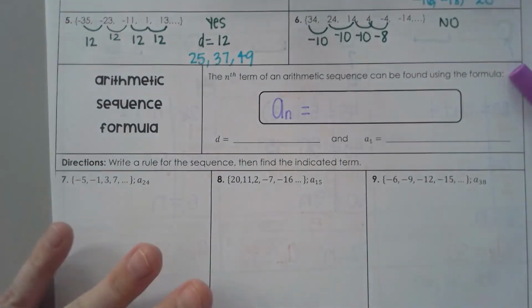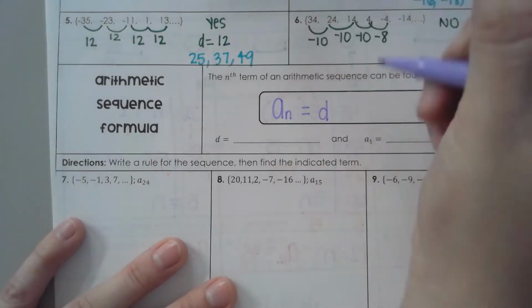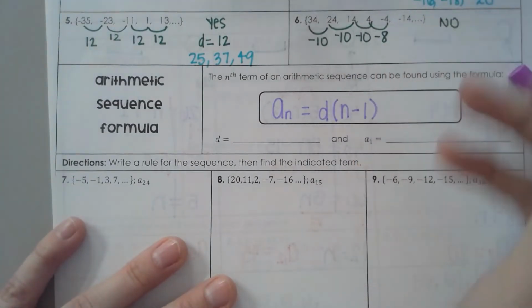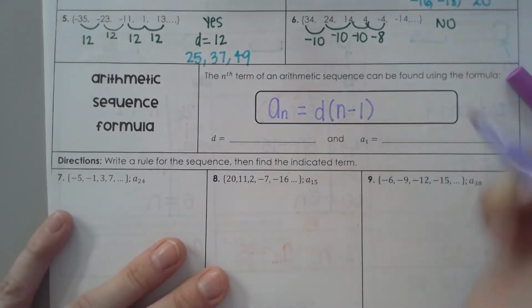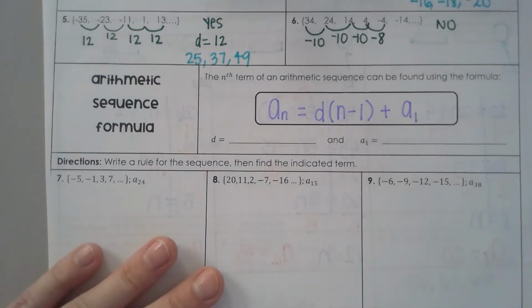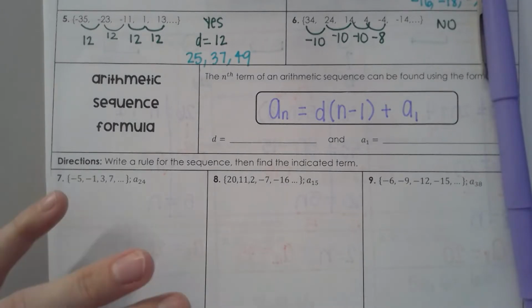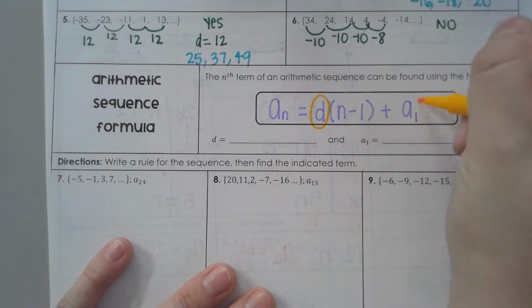AN equals D times N minus 1. It's always minus 1 there. Plus A1. And to write a formula, we only have to plug in 2 numbers.